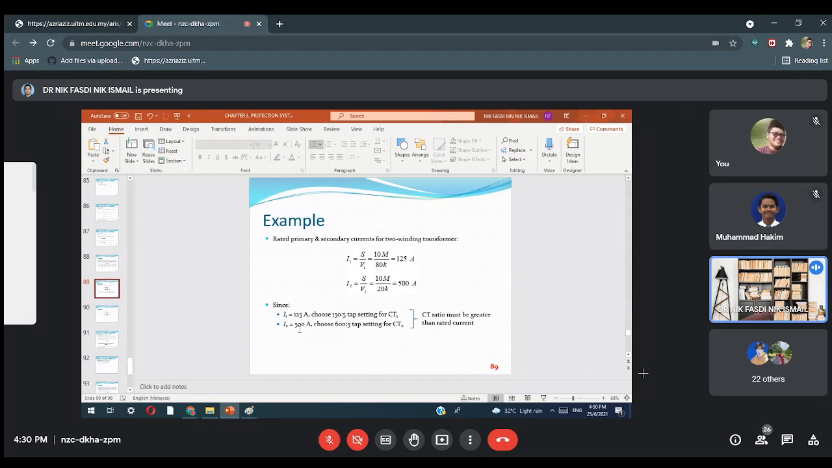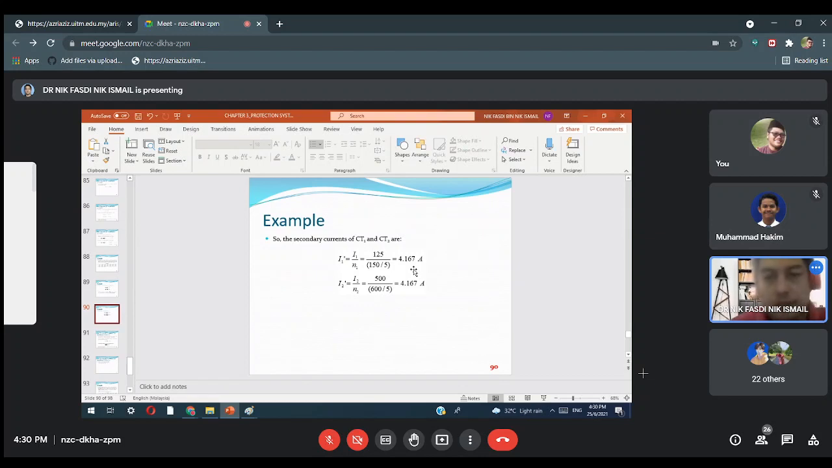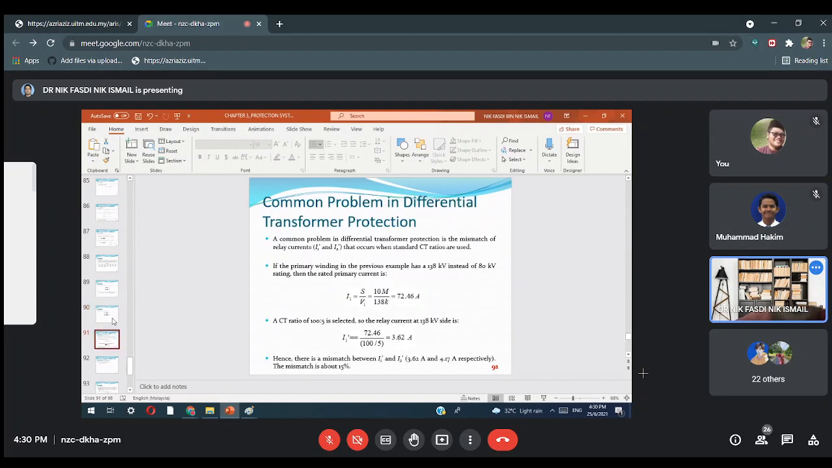Kenapa? Because we choose 150 over 5. Kat sini, this is 100 over 5. So dapatlah the current for I1 prime is 4.167 and the other one is 4.167 ampere. Sama patut sama lah. Kalau dia ada mismatch, dia akan trip lah relay tu kan. Okay. Alright. Faham?